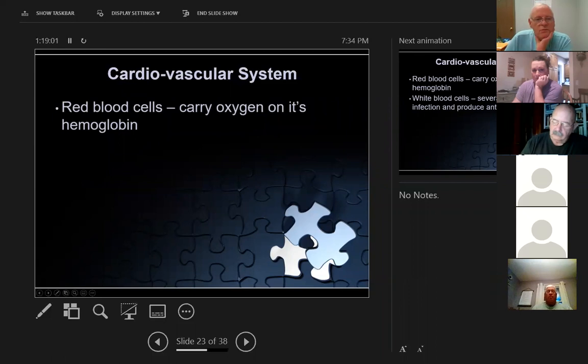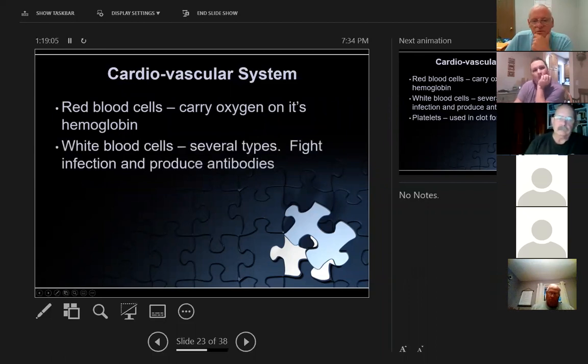So the formed elements, we have red blood cells. They carry oxygen on the hemoglobin. White blood cells, and there's several types. You'll look at those in the book. You don't need to know the types. You just need to know there's a category called white blood cells. But their purpose is to fight infection and to produce antibodies. We've all heard a lot about antibodies lately. Again, they fight infection the next time it comes. That's what an antibody does.